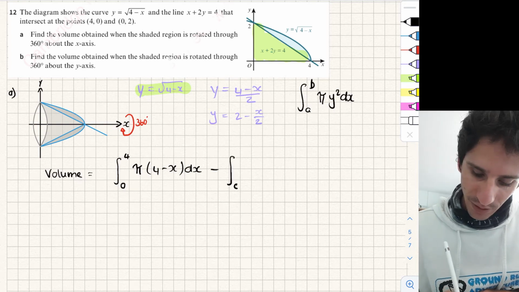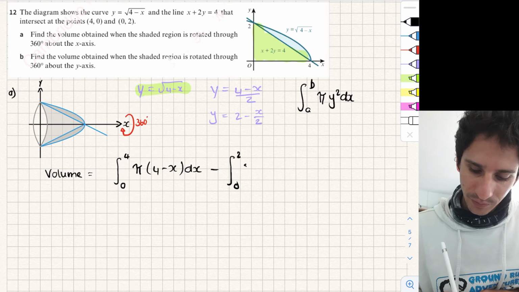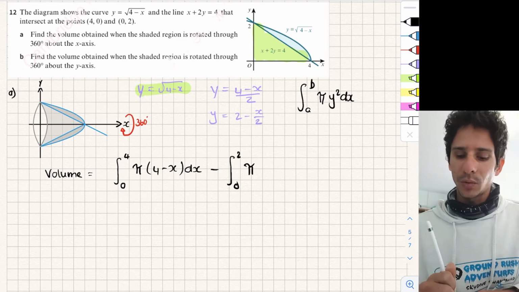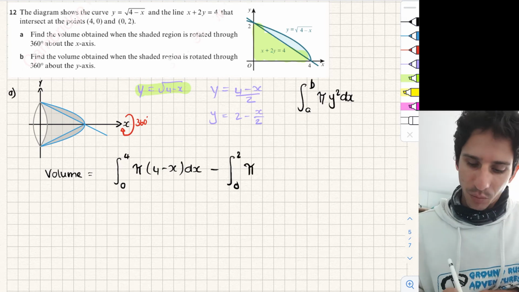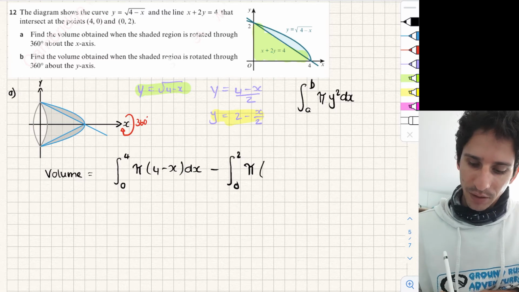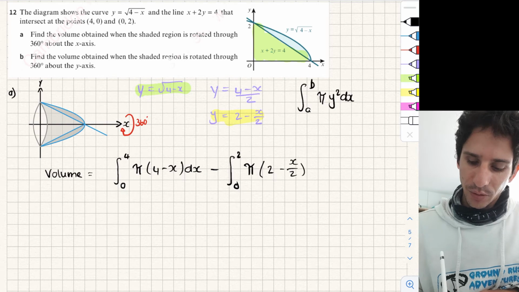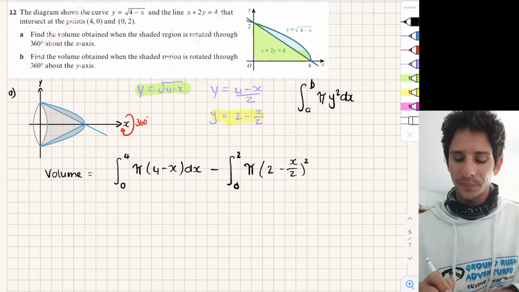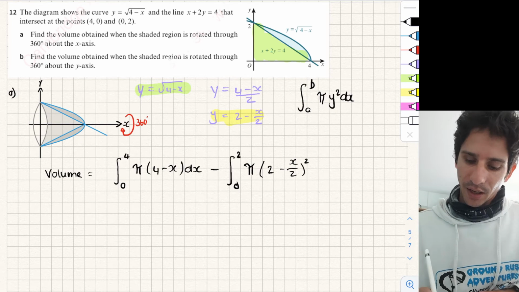Okay, so the integral boundaries are the same. We want y squared. This is y in this case. So in other words, I want (2 minus x over 2) squared, right? And this is with respect to x.